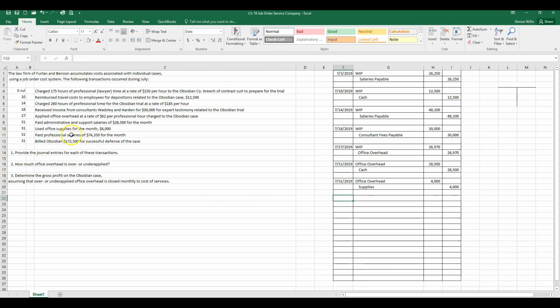Now we're on the third one right here, paid professional salaries of $74,350 for the period. Okay, it says this is actually paying them. We're going to assume that this was already set up as a salaries payable, and we're paying it off with the cash. So we're going to debit salaries payable.